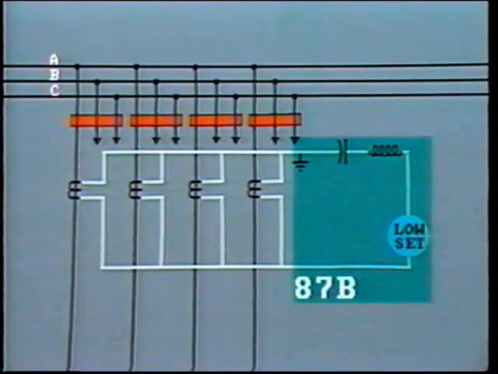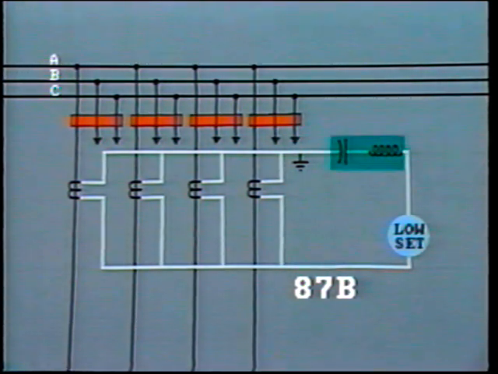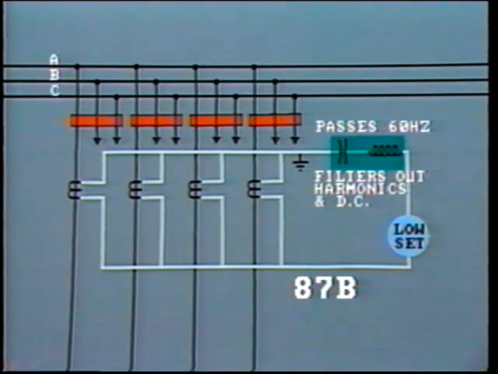In the high-impedance differential relay, a resonant circuit is connected in series with the relay operating coil. This is a capacitor and reactor which are tuned to allow the passage of 60 hertz current only. It effectively filters out any harmonics and DC component due to wave distortion.